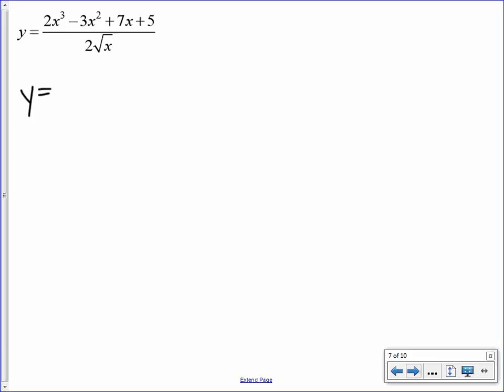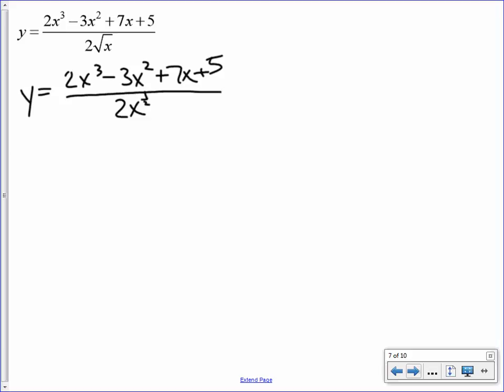I see what you mean. So first of all, we should recognize that the denominator is 2x to the 1/2. Okay, now we have to split this up into 4 separate terms, right? So 2x cubed divided by 2x to the 1/2 would be what?